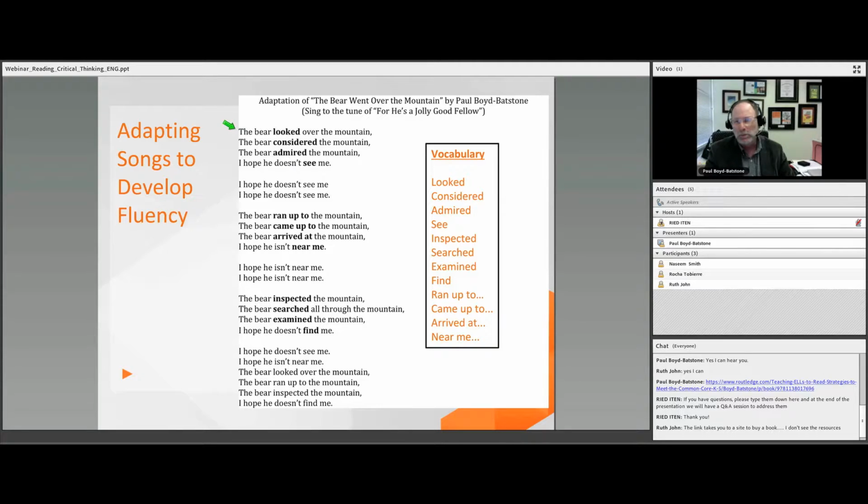Thanks for bearing with me with that song, but I wanted you to see that as we learn to sing and recite poetry, we increase fluency with students. Inserting vocabulary into familiar songs and poems, we can extend the fluency of students. And hopefully that will also extend into their writing as well. But that's another story. Let's move on.